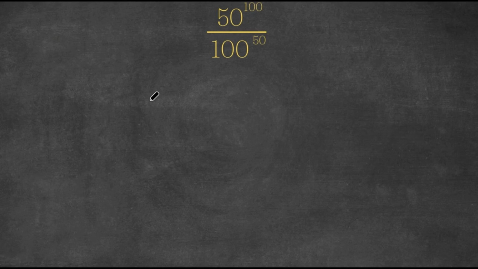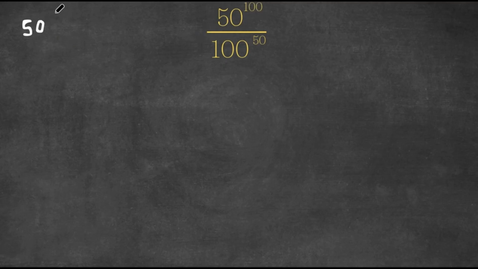In today's video, I'm going to be teaching you guys how to solve this problem without a calculator. So we have 50 to the power of 100 divided by 100 to the power of 50. So now what I'm first going to do is take 50 here, and as you can see, it's to the power of 100.